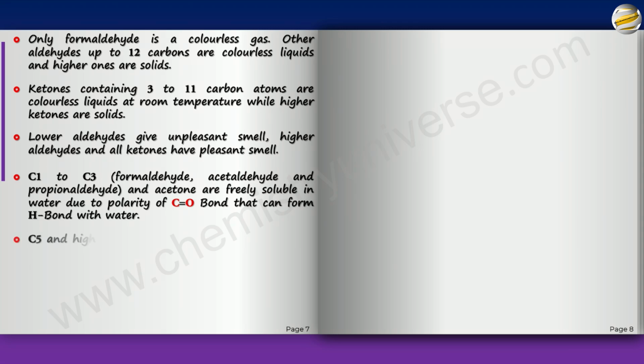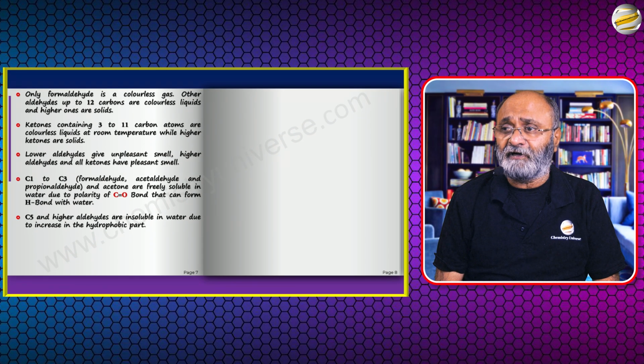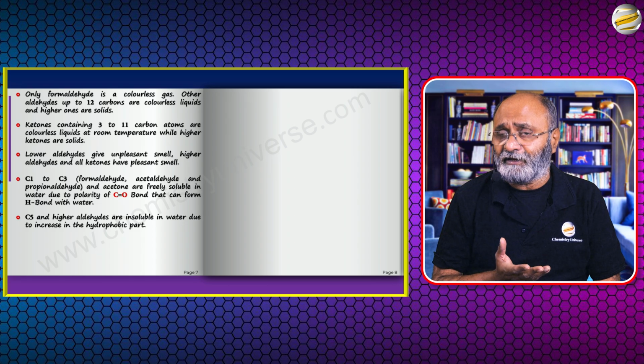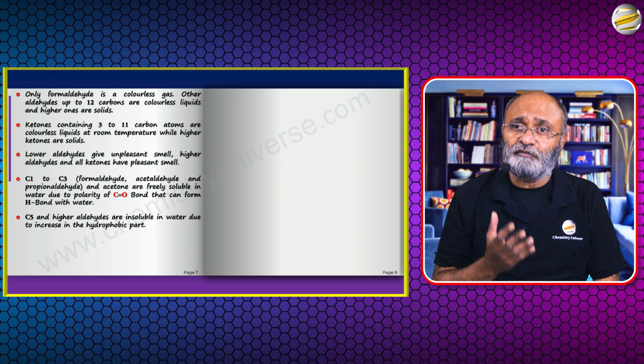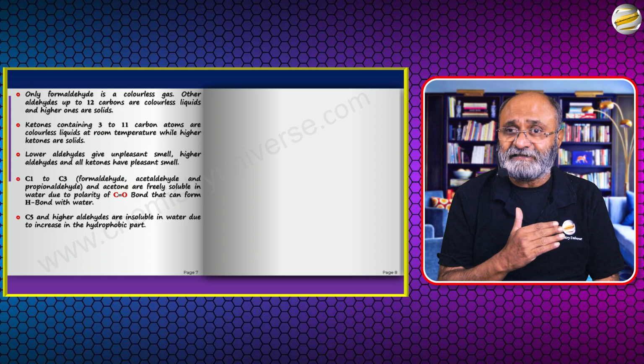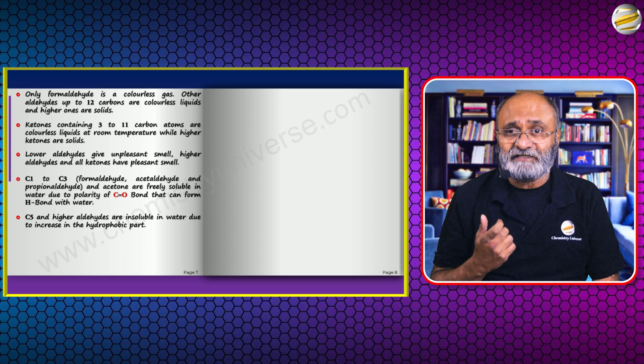This is formalin, formaldehyde solution in water. Now C5 and higher aldehydes are insoluble in water due to increase in the hydrophobic part. So basically what happens is if you have C5 onwards, as you increase the hydrocarbon part, as it happens even in alcohols, you will notice that the solubility will keep decreasing because the hydrophobic part is increasing, while the hydrophilic part, which is the C=O bond, is just the same.